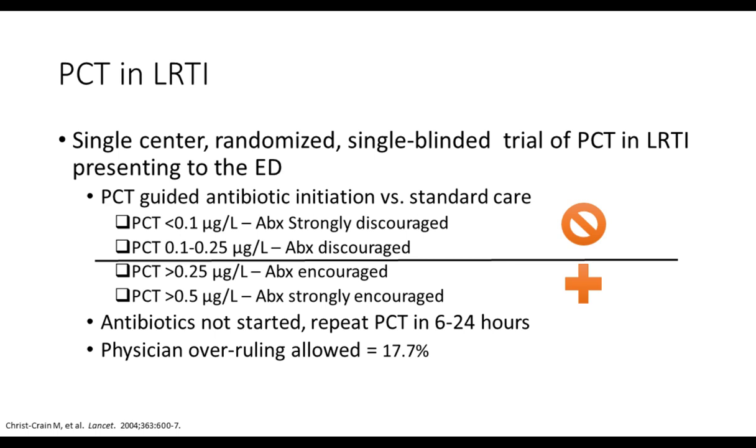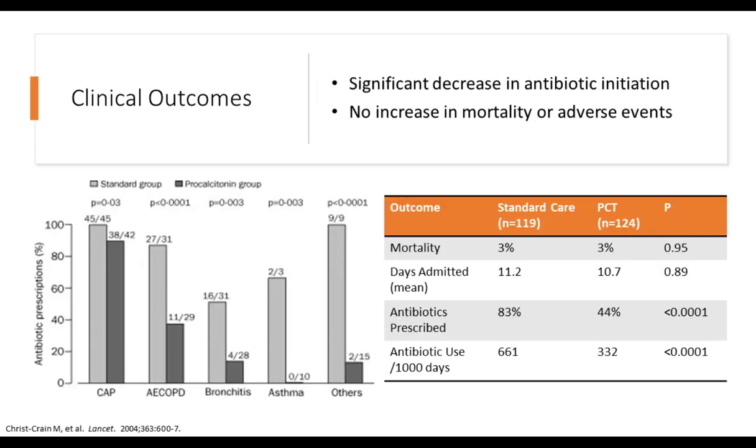That's how we make decisions. And every study of procalcitonin has allowed physician overruling. In this study, it was about 18%. What did they find? Well, their clinical outcome, and this is the key question: can we decrease antibiotic use safely without hurting a bunch of people? And in this study, they did.